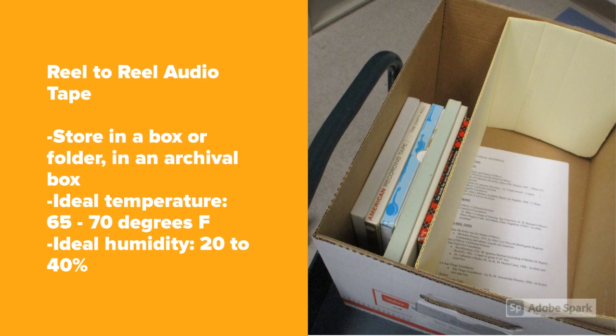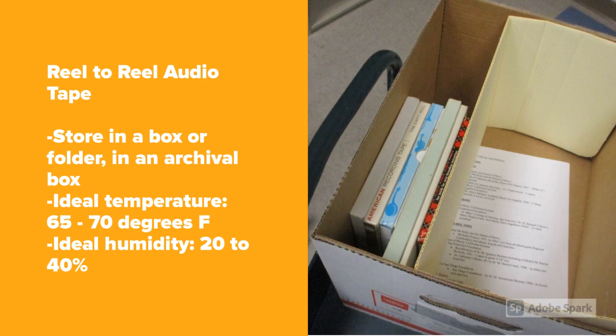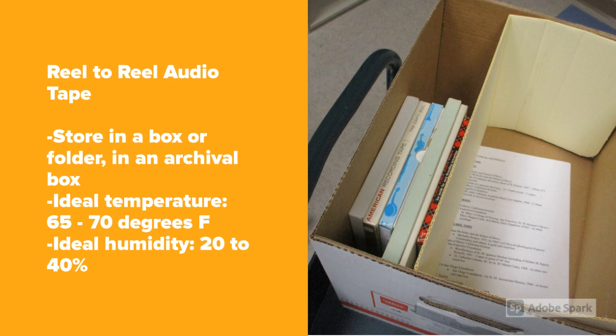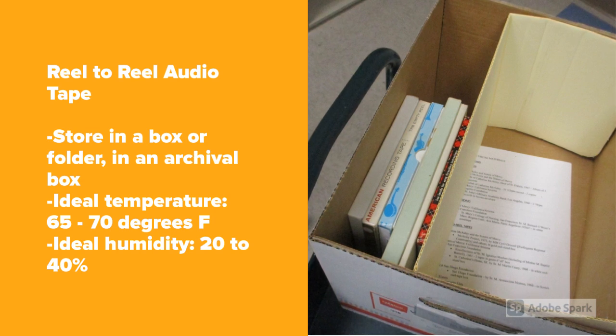Ideal temperature storage conditions is around 65 to 70 degrees Fahrenheit. If it's too hot, you can cause the tape pack to become too tight and distort. If it's too cold, the tape's lubricant can sweat and shorten its lifespan. Ideal relative humidity is around 20 to 40%.